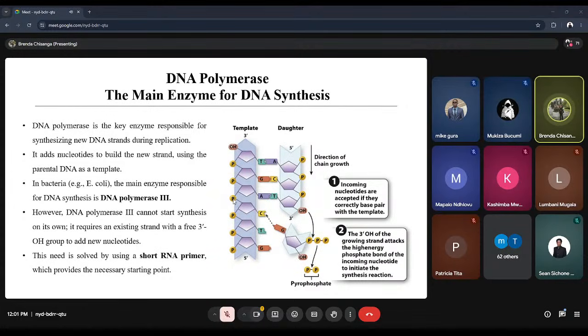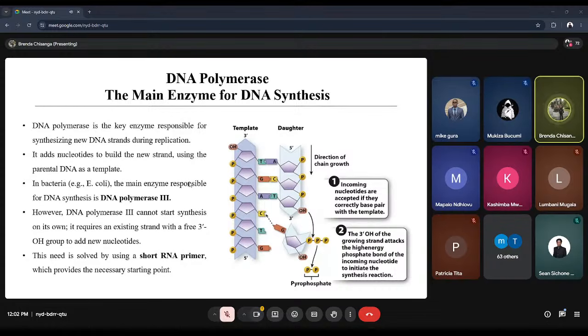Let me say that again because my Bemba is coming into the way I'm pronouncing things. What I'm trying to say is that DNA polymerase 3, for it to initiate synthesis, needs a free 3' OH group, which is what the primer does. To give it that free 3' OH group, the enzyme RNA polymerase, of course there's a specific name, it's referred to as a primase.